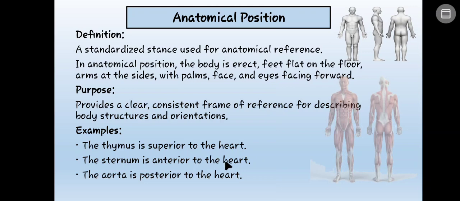The sternum is anterior to the heart, meaning the sternum is in front. So when we say the sternum is anterior to the heart, it means the sternum is in front of the heart. The aorta is posterior to the heart, meaning the aorta is behind. If you say something is posterior, it means behind.